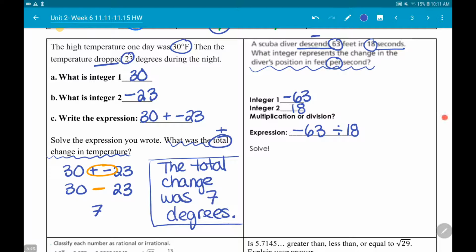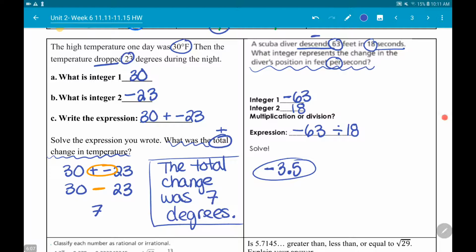All right, so I have a negative and a positive. That is going to give me a negative answer. Negative 63 divided by 18. I don't expect you to know. We've got to use our calculator for that because it's a rational number. All right, but that, again, doesn't tell me the answer. What was the question asking me? What integer represents the change in the diver's position in feet per second?